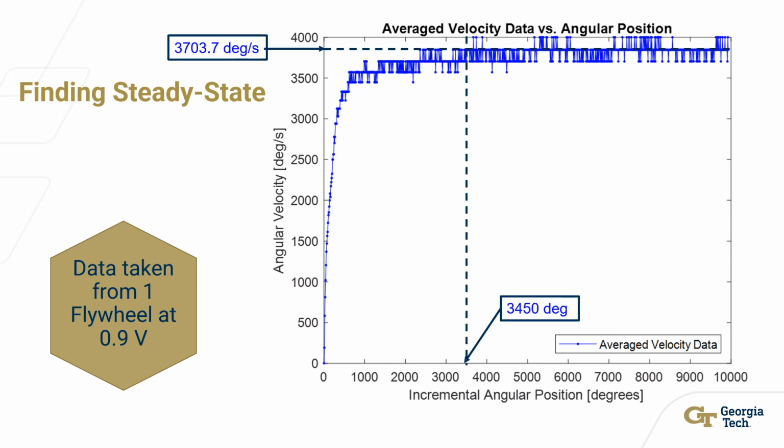Through inspection, the angular position at which steady state occurs can be determined. The angular velocity value for steady state is calculated from averaging all velocities in the steady state zone. From this point forward, the motor maintains steady state after the 3,450 degree position. Later, the data in the green zone will be used to calculate the work of friction, whereas the work of the motor is calculated using both the red and green zones.